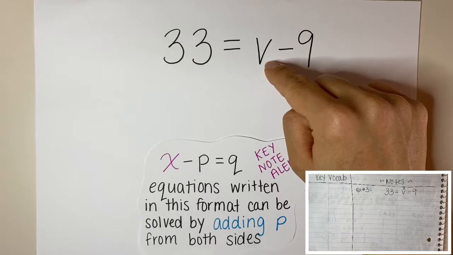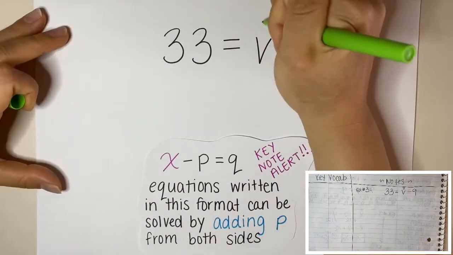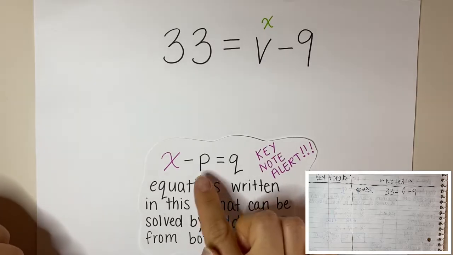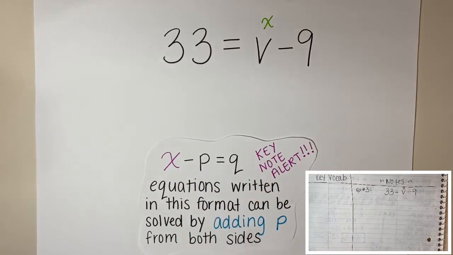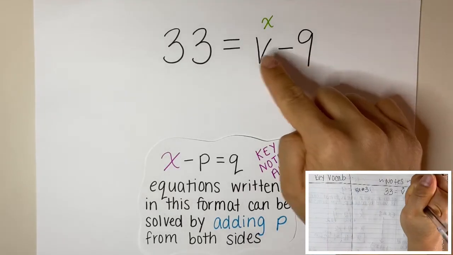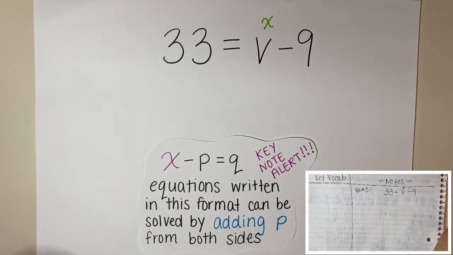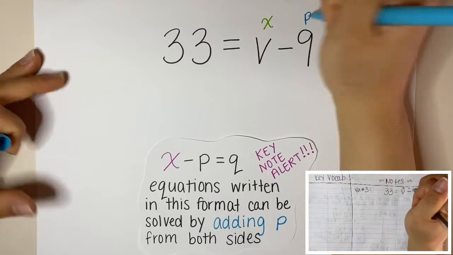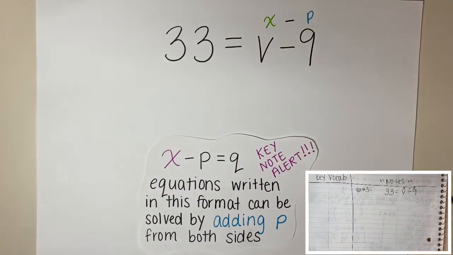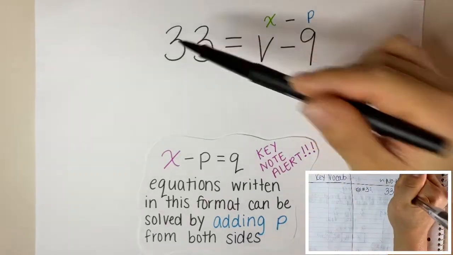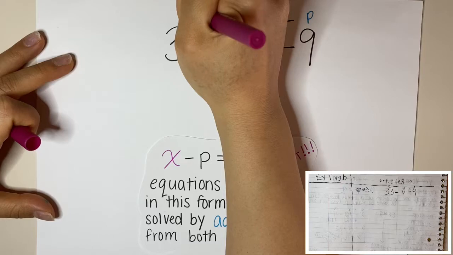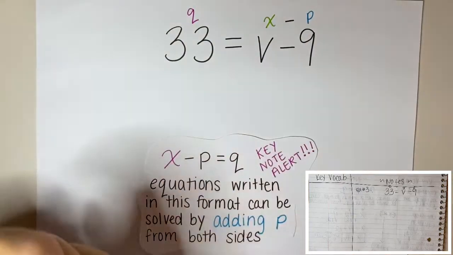So we have our variable here, so I'm going to label my variable. Okay? Now I'm looking for a number being subtracted from my variable. And I see that here with the 9. The 9 is being subtracted from our variable v. So the 9 plays the role of the p. And then we have q by itself. We got 33 by itself. So 33 plays the role of the q.